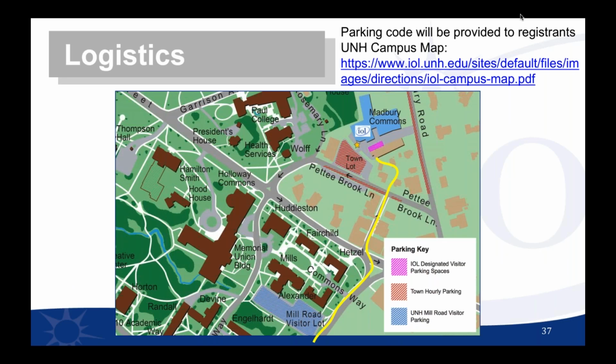For parking, we'll be parking a little bit of ways from the lab. It's probably about a 5-minute walk from the visitor lot for University of New Hampshire up to the IOL. So of course, all the folks that register will be sent this map and directions on how to walk from the parking lot to the lab. I will also provide you a parking code so that when you get to that lot, you can just punch in that code and get complimentary parking there.